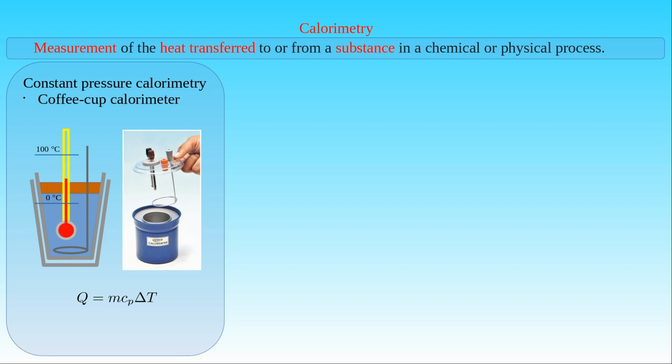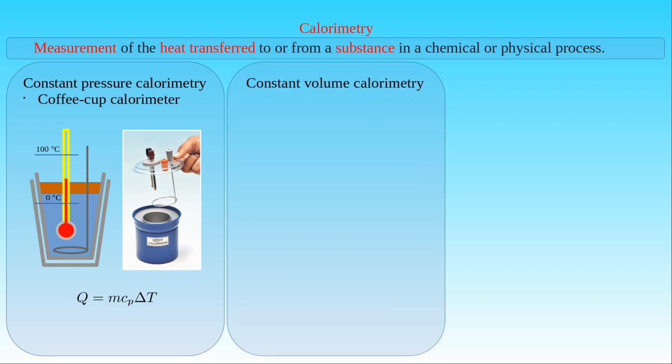The next type of technique is constant volume calorimetry, measuring heat flow in a constant volume. Constant volume calorimetry is used for measuring heat of a particular reaction, especially combustion, where the aim is to determine the calorific value of the fuels.